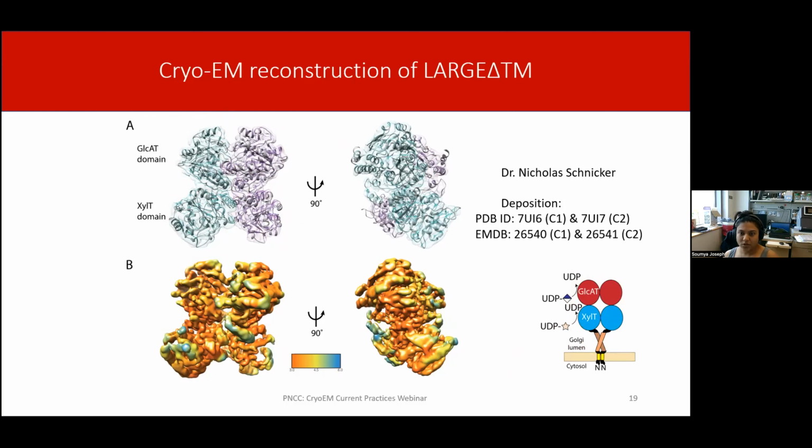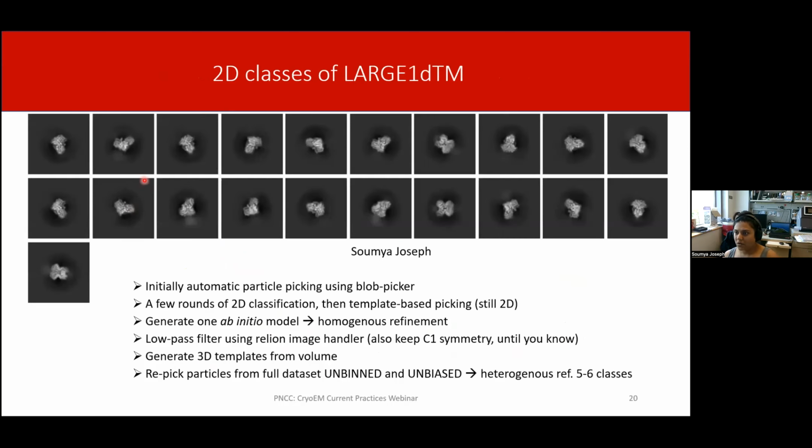We could not see the coiled-coil domain, and you can see in some of the 2D class averages, there's this funny little density here. We believe that's the coiled-coil domain flopping around, but we can't be 100% sure. You can see here also there's a little density here.